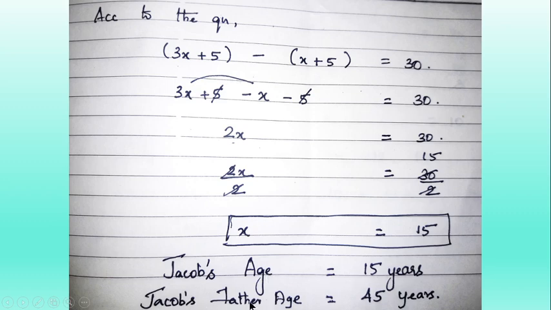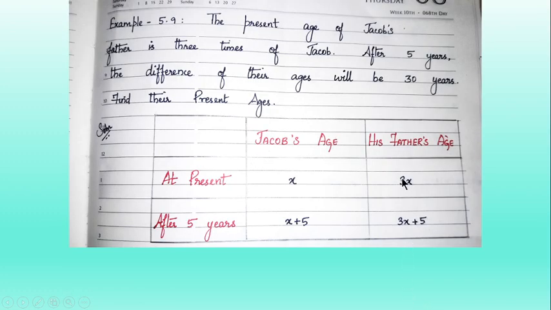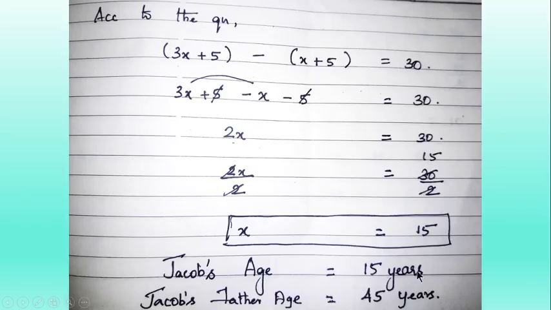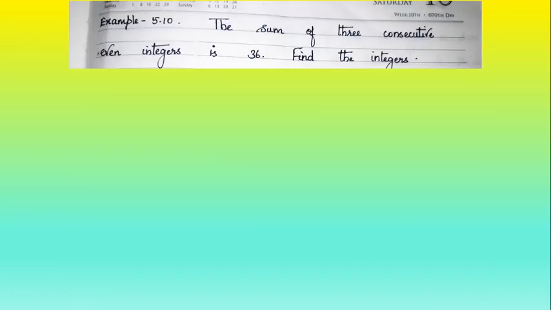And what about his father's age? 45 years. So see, 3 into 15. When we replace 15 over here, 3 into 15 will be getting 45 years. That's it. Shall we go to the next question?